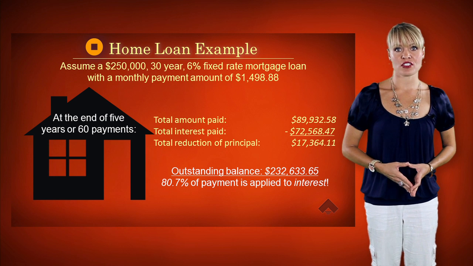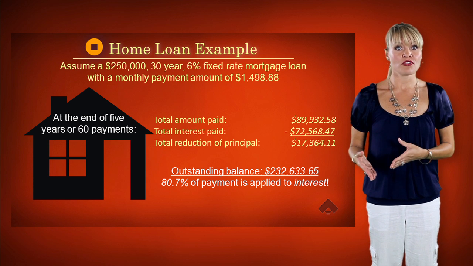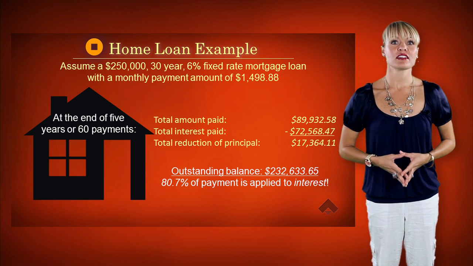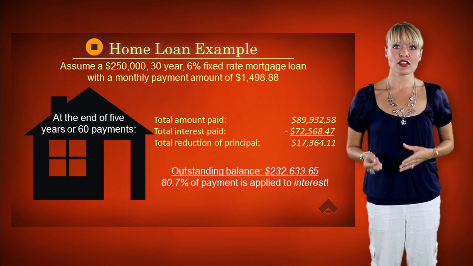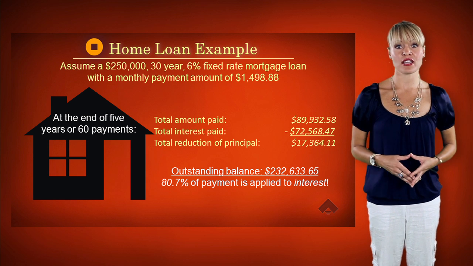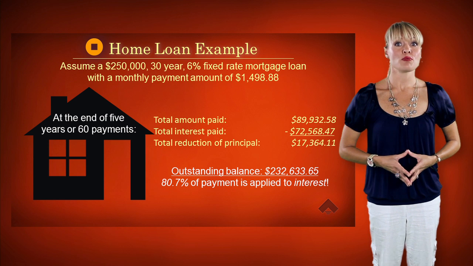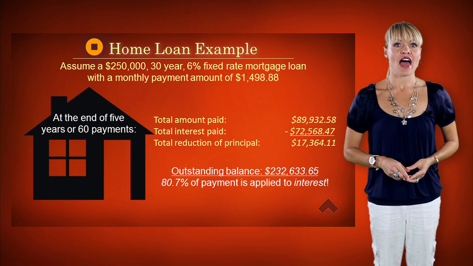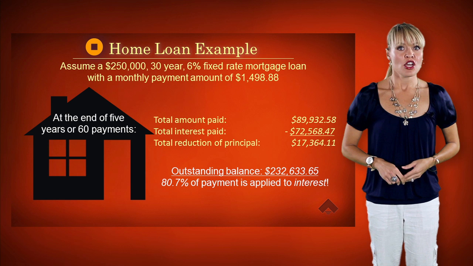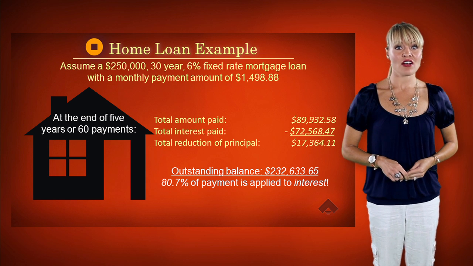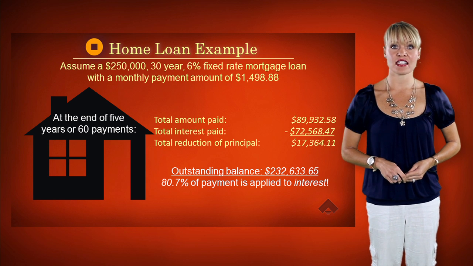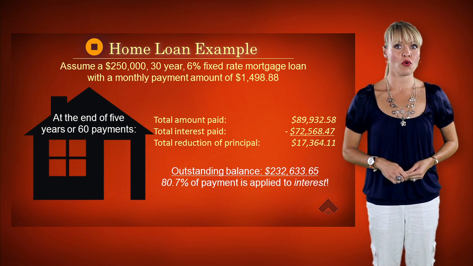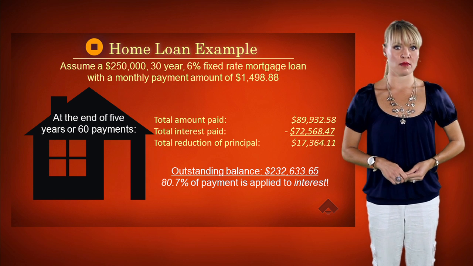If the home is purchased on December 1st, 2012, the first payment will be made January 1st, 2013. Why is this? Because a mortgage is an annuity, and regular annuities are paid at the end of a period, not the beginning. This means you pay the interest on the note after you use the money for the month, not before. At the end of 5 years, or 60 months, you will have made a total of $89,932.58 in payments, of which $72,568.47 of that will be interest payments.